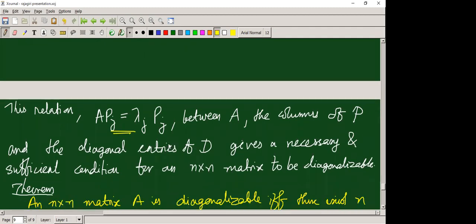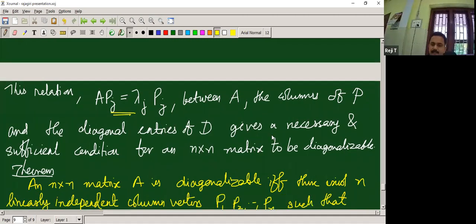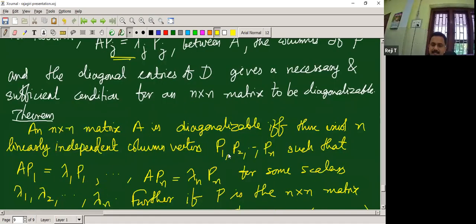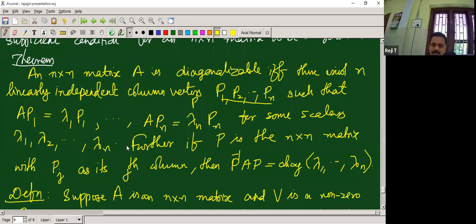So this we can state as a theorem. An n by n matrix A is diagonalizable if and only if there exist n linearly independent column vectors P1, P2, ..., Pn, because the transition matrix is known, such that A P1 = lambda 1 P1, ..., A Pn = lambda n Pn for some scalars lambda 1, lambda 2, ..., lambda n. Further, if P is the n by n matrix with Pj as the jth column, the similarity relation is also obtained. P inverse A P is the diagonal matrix of lambda 1, lambda 2, ..., lambda n, and that is our D.